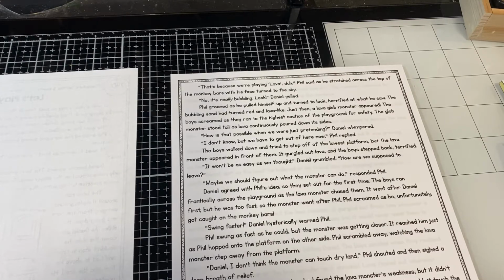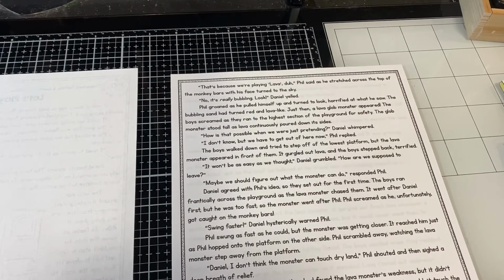The bubbling sand had turned red and lava-like. Just then, a lava glob monster appeared. The boys screamed as they ran to the highest section of the playground for safety. The glob monster stood tall as lava continuously poured down its sides. "How is that possible when we were just pretending?" Daniel whimpered. "I don't know, but we have to get out of here now," Phil replied.